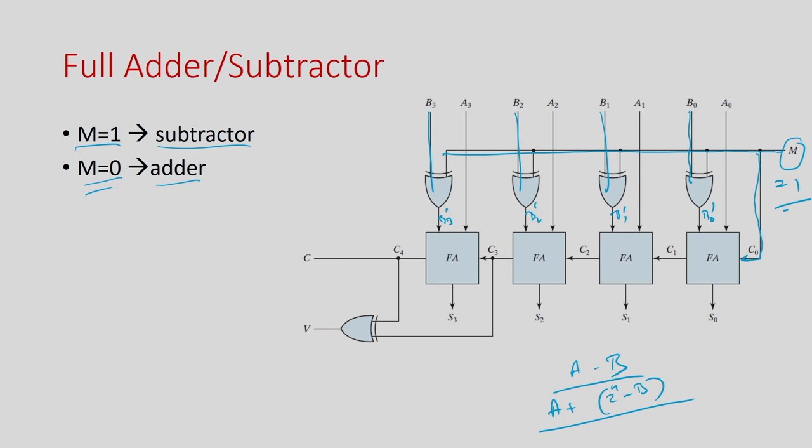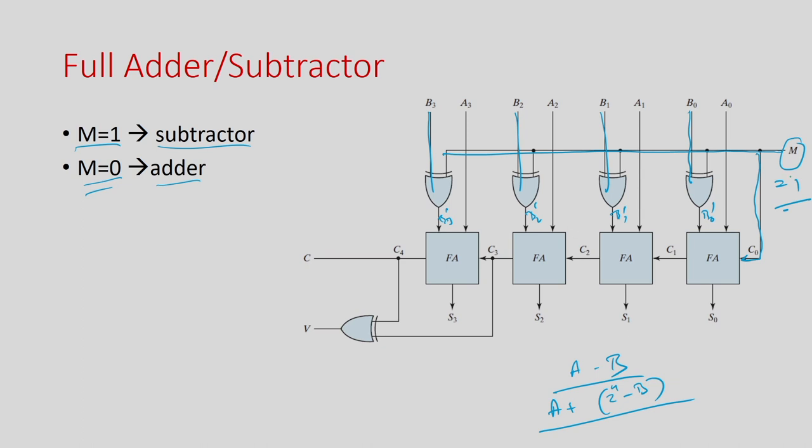So by just adding this one level of XOR gate and having a control signal m, I can perform subtraction using the same full adder. And you have to make sure that your full adder is also doing the correct addition.